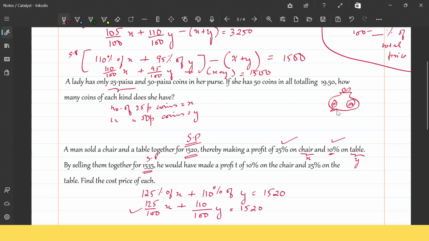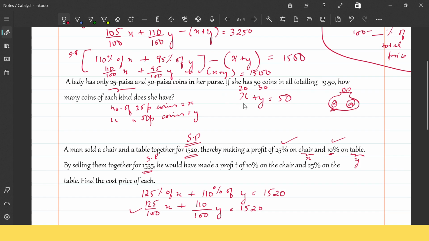Okay, so some 25 paisa coins she has, some 50 paisa coins she has. Total number of coins is 50. Number of 25 paisa coins is X. Number of 50 paisa coins is Y. So X plus Y should be equal to 50. Suppose she has 20 25 paisa coins and 30 of the other. So 20 plus 30 is 50.